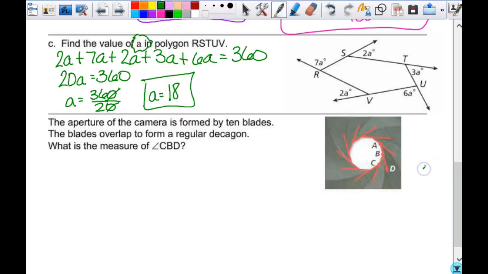All right, so this is what your picture looked like before it got copied. And I know you can hardly even see it. But it says, what is the measure of angle CBD? So CBD is this angle right here. It's one of the exterior angles. Right? Just looking for that one. So what's the sum of all of those angles? 360. And in this one it would be divided by what? 10. Okay? So then that would give me 36 degrees. That's the measure of angle CBD.